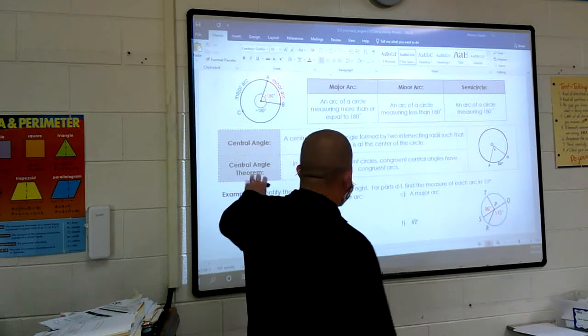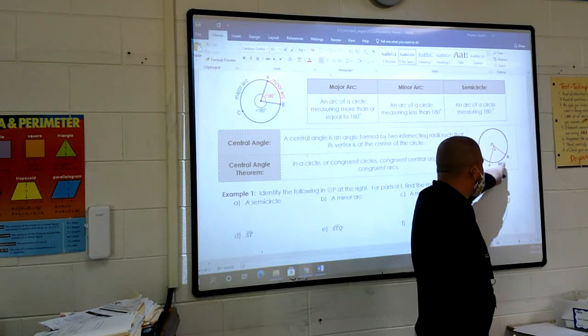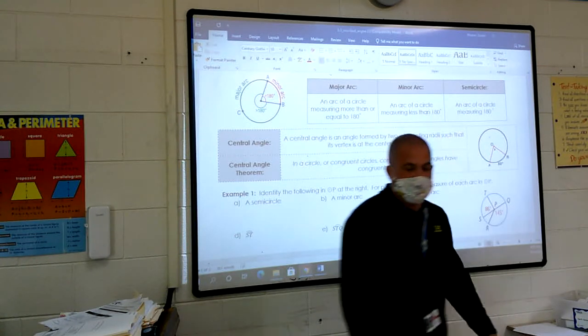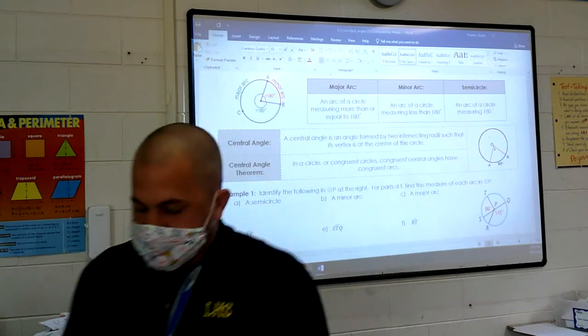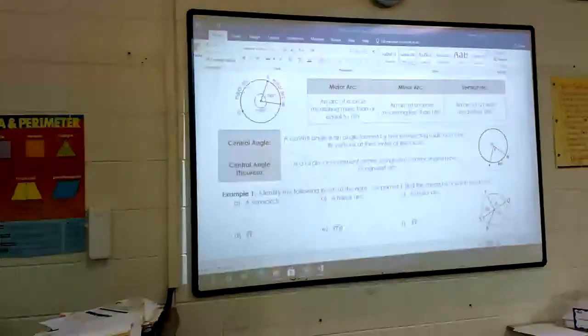And the central angle theorem says if this angle is in the center and we know the arc, we also know the angle. So the angle and the arc are exactly the same. They're both 80 degrees in that one. So they are identical or congruent.